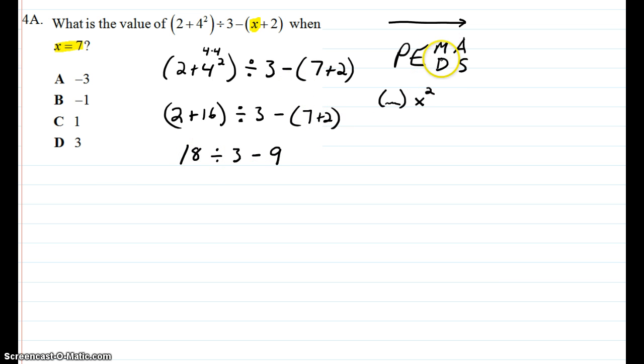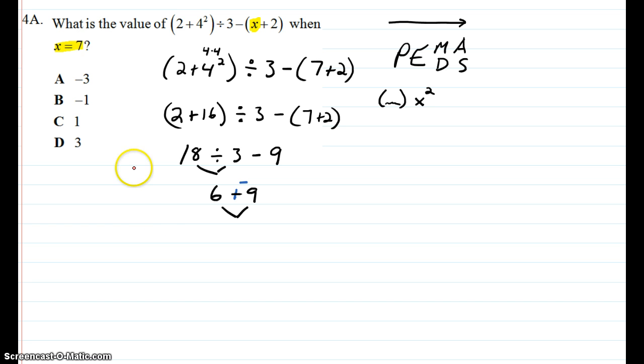So now we're at the multiplication or division, and so as you work left to right, we only have division, so we're going to go 18 divided by 3 gives us 6. And then now we finish off with our addition or subtraction. 6 minus 9. So here, if you know what 6 minus 9 is, great. If you need to change this to addition, you can, and so you would leave change. And so now this is 6 plus negative 9.